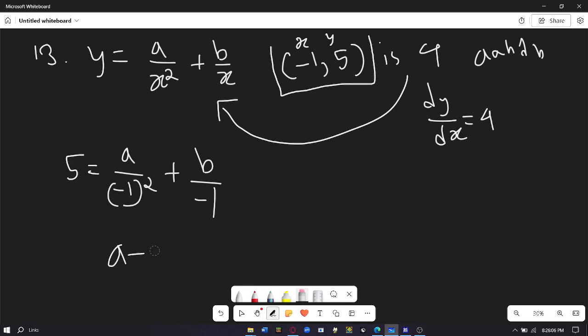That does not look like a b, that's like a 5 actually. A minus b is equals to 5. Right, now that we know that, let's do the second one. The second part of the equation says dy by dx is equals to 4.